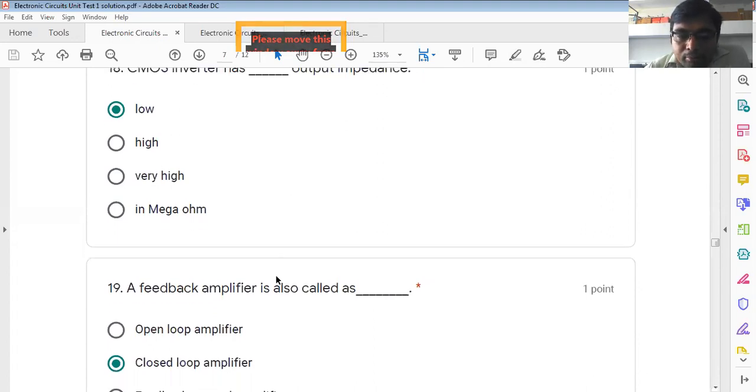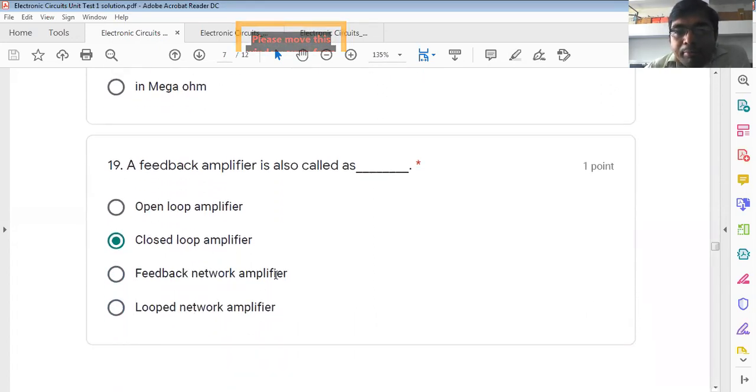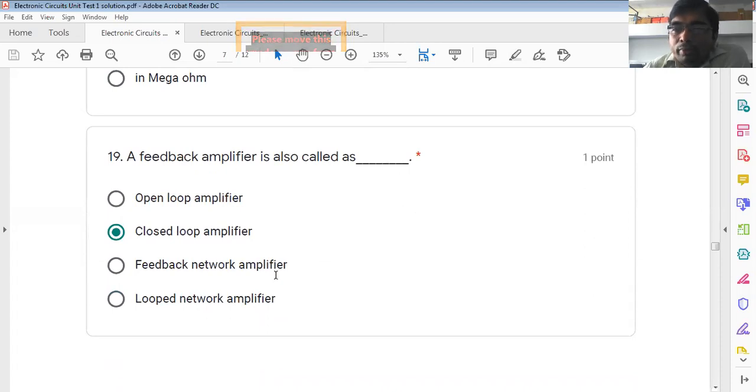Now come to the 19th question. A feedback amplifier is also called a closed loop amplifier. It is a very simple, straightforward question. It does not need to be discussed. If anyone has any doubt, you can refer to the block diagram of the negative feedback amplifier that we have discussed in the chapter.